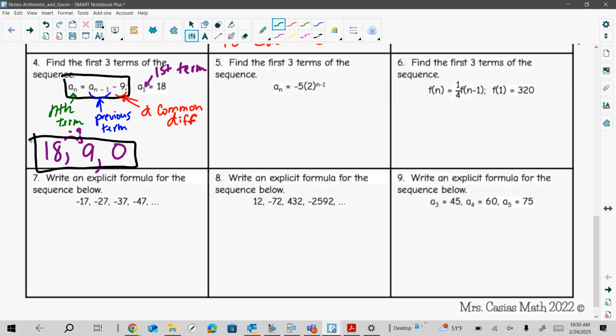Oh, we just have to solve it with the terms and then we find it. And the next term after that would be negative 9, because it's the negative.